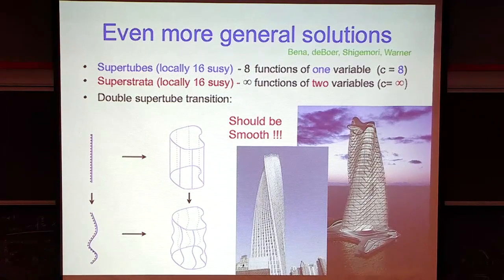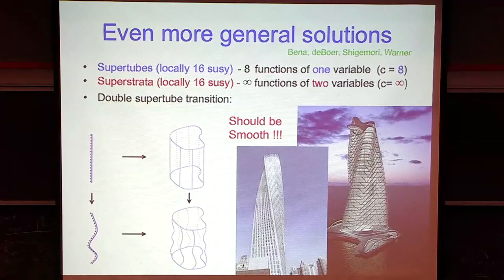When you put them together, the 16 here and the 16 here are not the same, but only 8 of them are the same as you go along the supertube. And then the full wiggly supertube has 8 supersymmetries. Here we found a similar object. We found some horrible mess which has 16 supersymmetries locally.